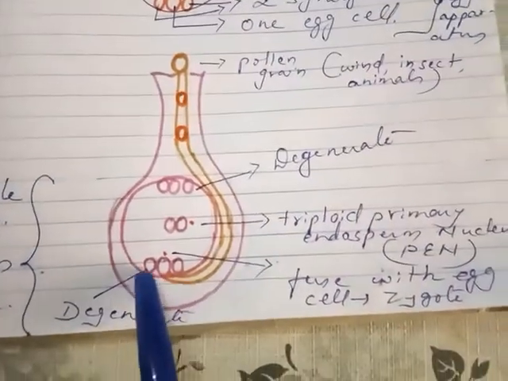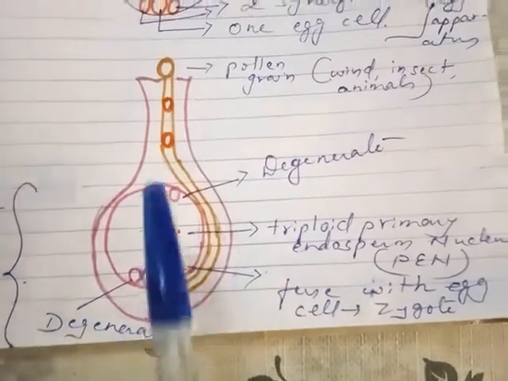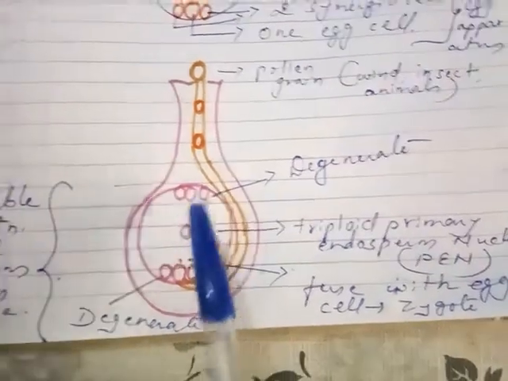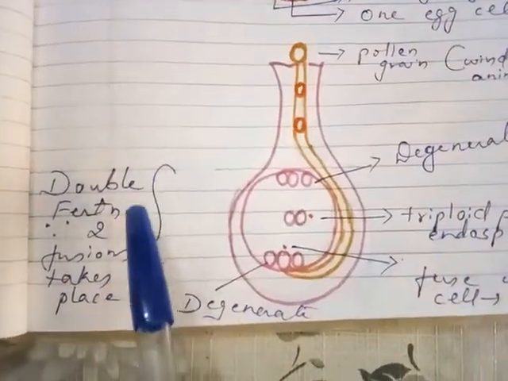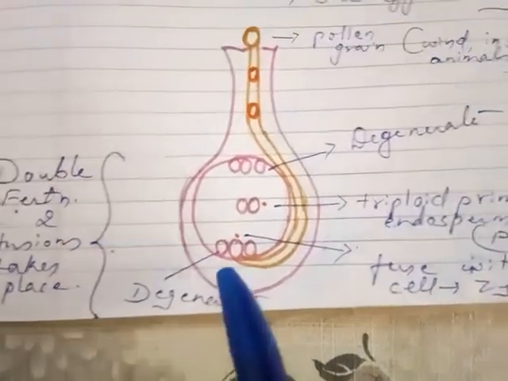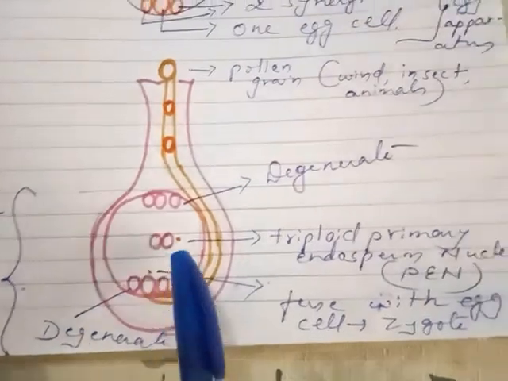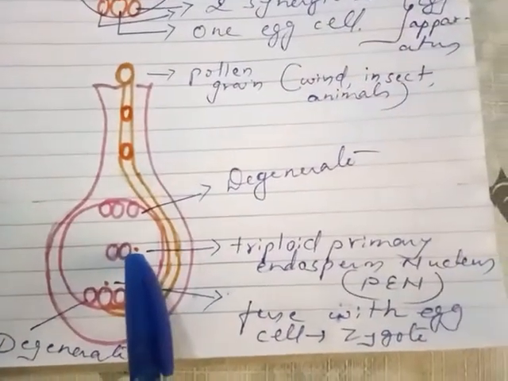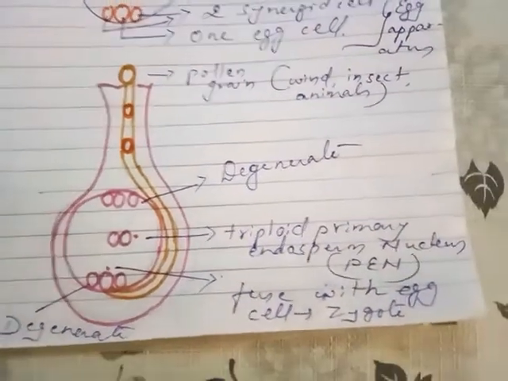After fertilization, the synergid cells degenerate and the antipodal cells degenerate. This is called double fertilization because two fusions take place, one forming the zygote, another forming the triploid primary endosperm nucleus.